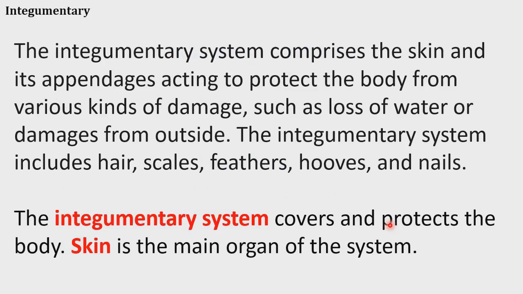So what is the integumentary system? The integumentary system comprises the skin and its appendages, acting to protect the body from various kinds of damage, such as loss of water or damage from outside. The integumentary system includes hairs, scales, feathers, hooves, and nails.